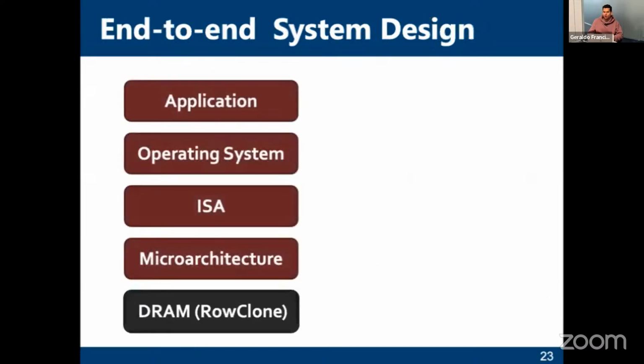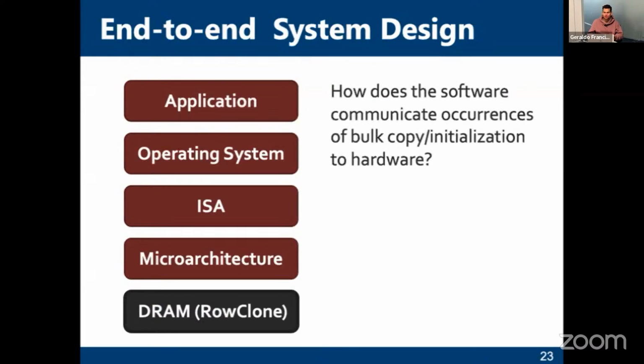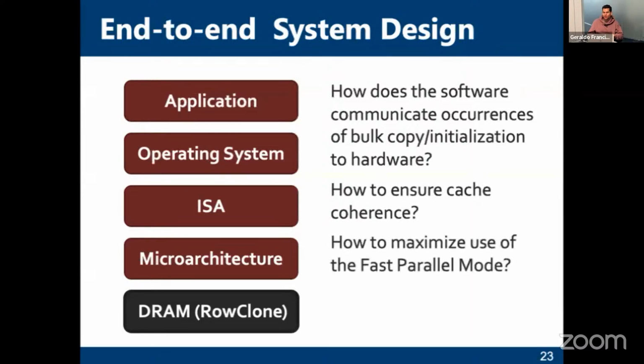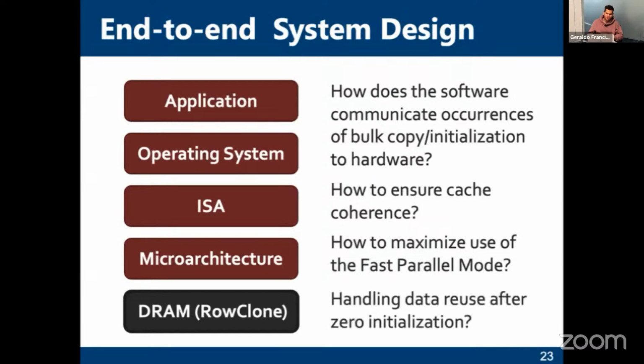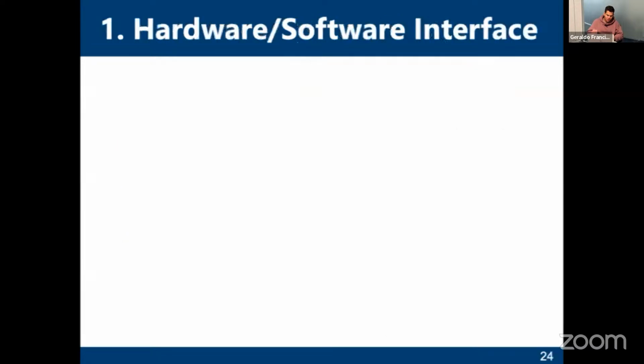So for us to enable these RowClone operations inside a system, we need to tackle several system integration challenges. For example, how does the software communicate the occurrence of those bulk data copy and initializations to the hardware? How can we ensure cache coherence? How can we maximize the use of fast parallel mode operations instead of the pipeline serial mode, so that we can have the largest latency and energy reduction? And how can we handle data reuse after doing zero initialization? We're going to briefly mention solutions to those problems.